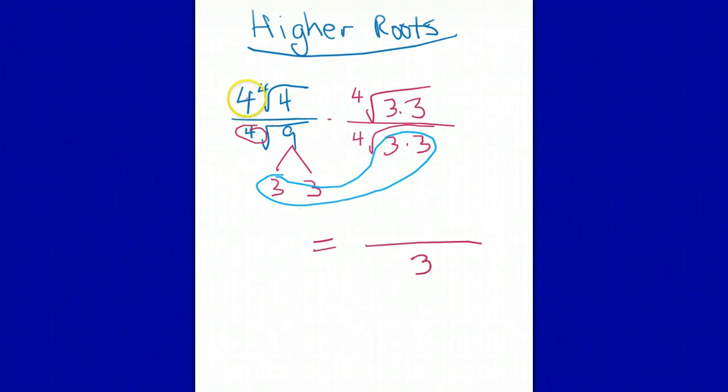Top's going to be 4. Now, if you notice, I have a 4, a 3, and a 3. Even if I broke down this 4 right here into 2 times 2, I don't have enough to take out any group of 4. So I'm just going to multiply 4 times 3 times 3, which is 36. And I'm done. That's the answer to the problem. Let me keep going.